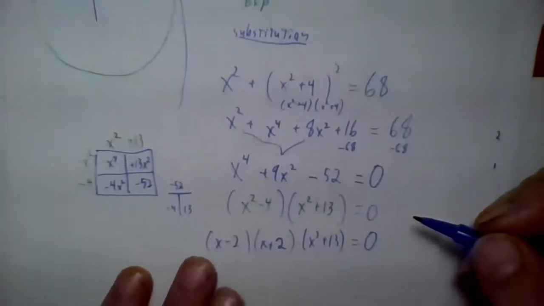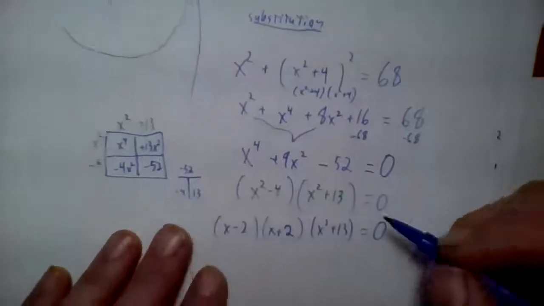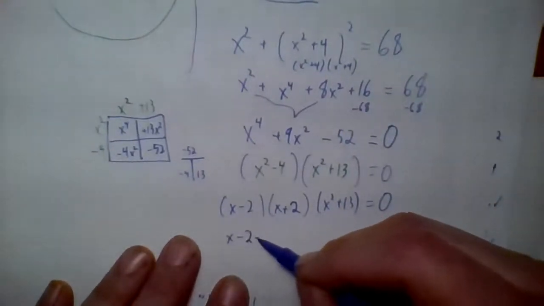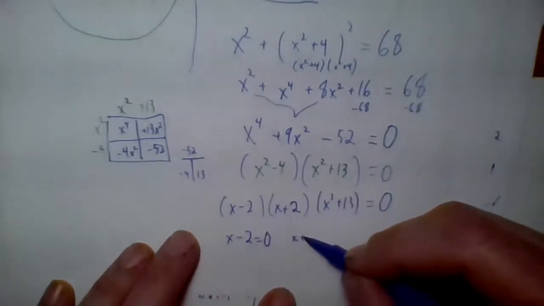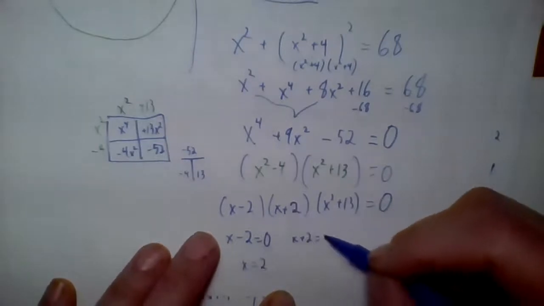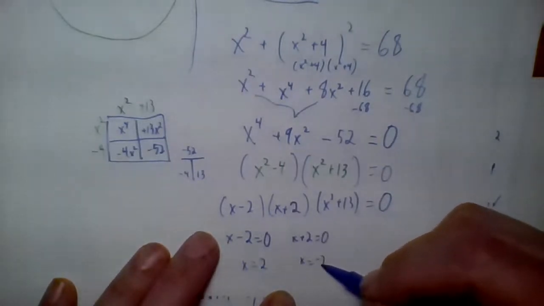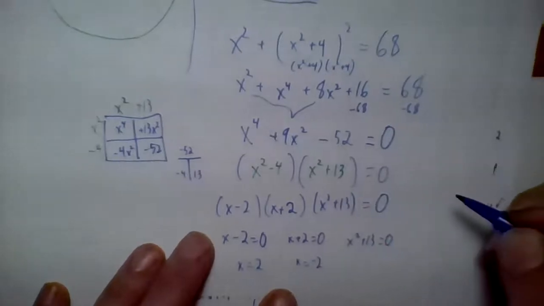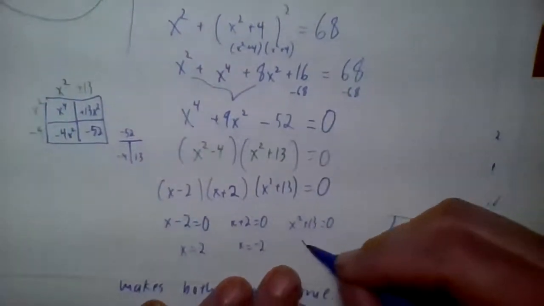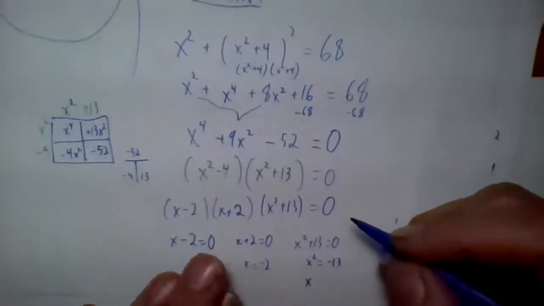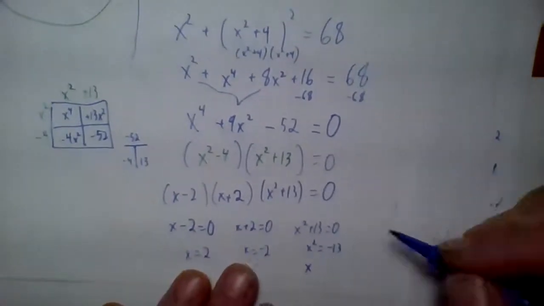The zero factor property here tells me that one of these factors has to be 0. So if you remember, the zero factor property looks like this. Either that's 0, so x is 2, or that's 0, so x is negative 2, or this is 0. That's a little more to think about. That means x squared equals negative 13. That was one of those complex number deals right here. That's not a real number.